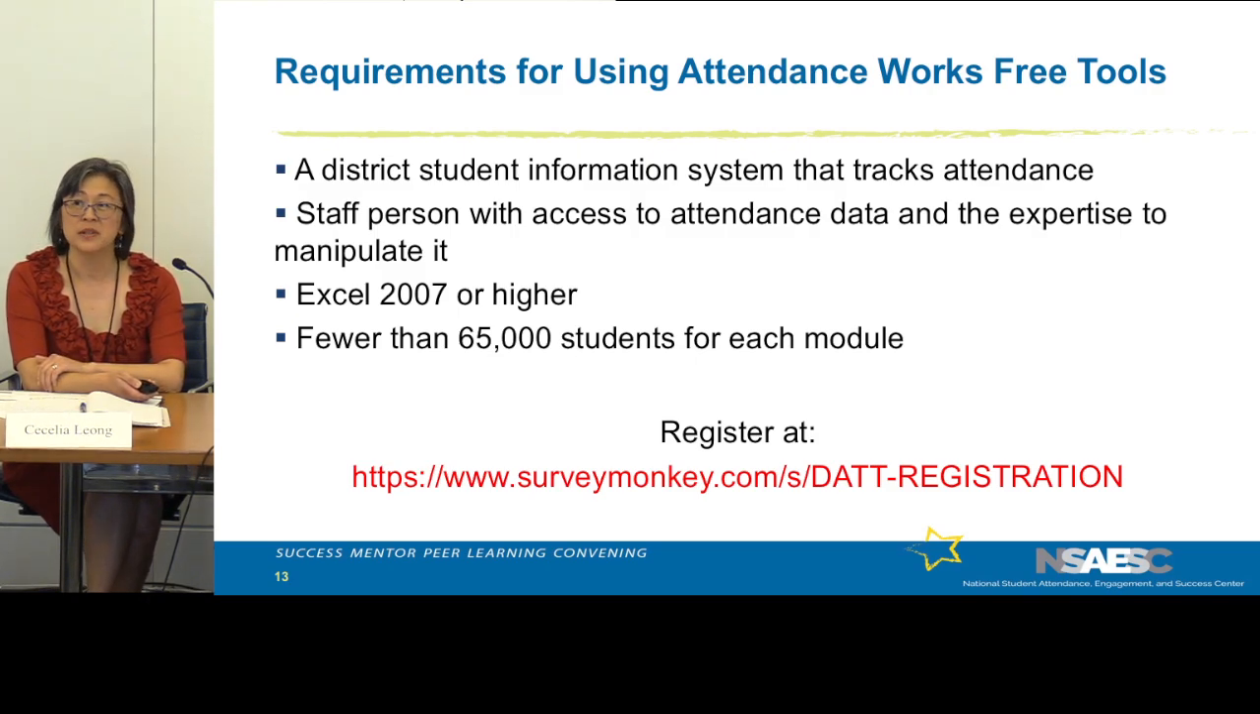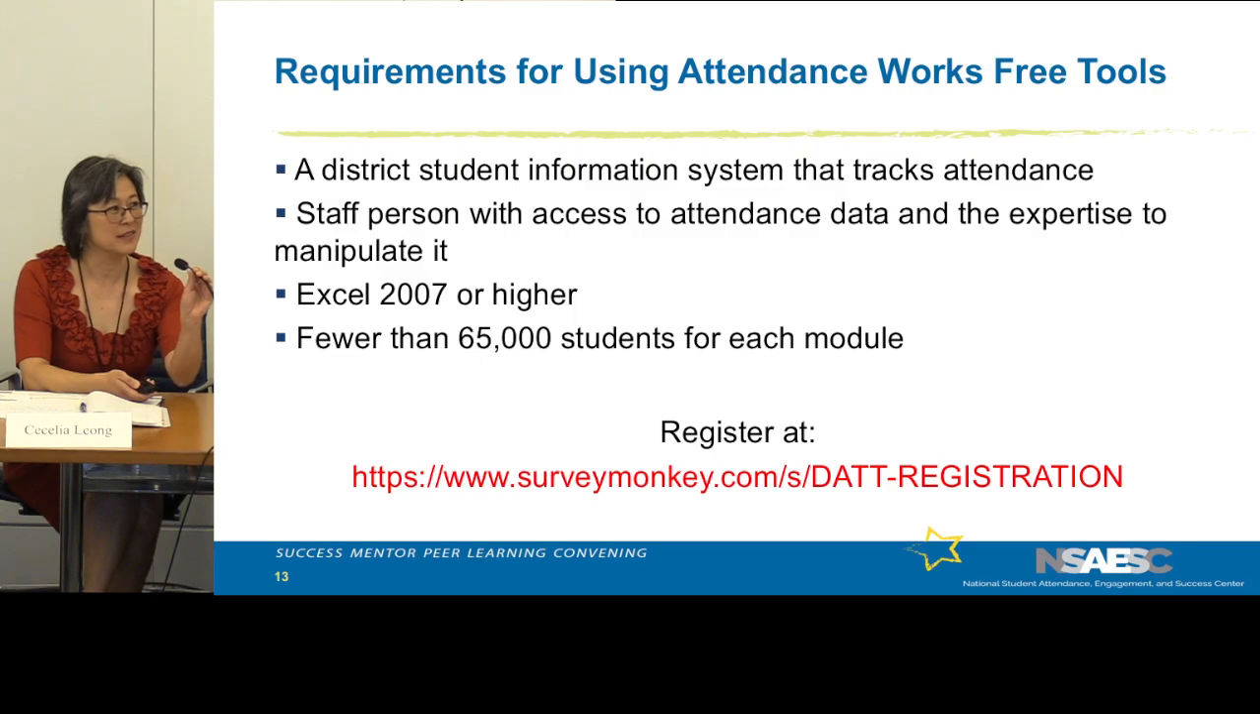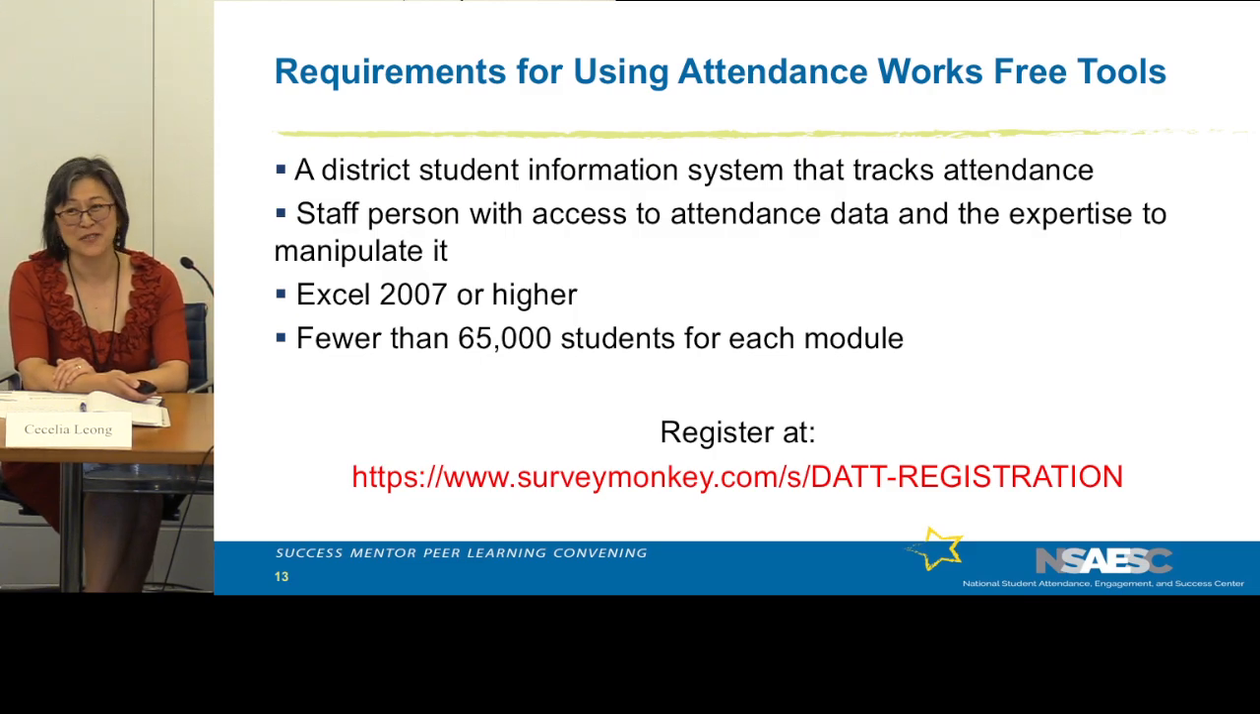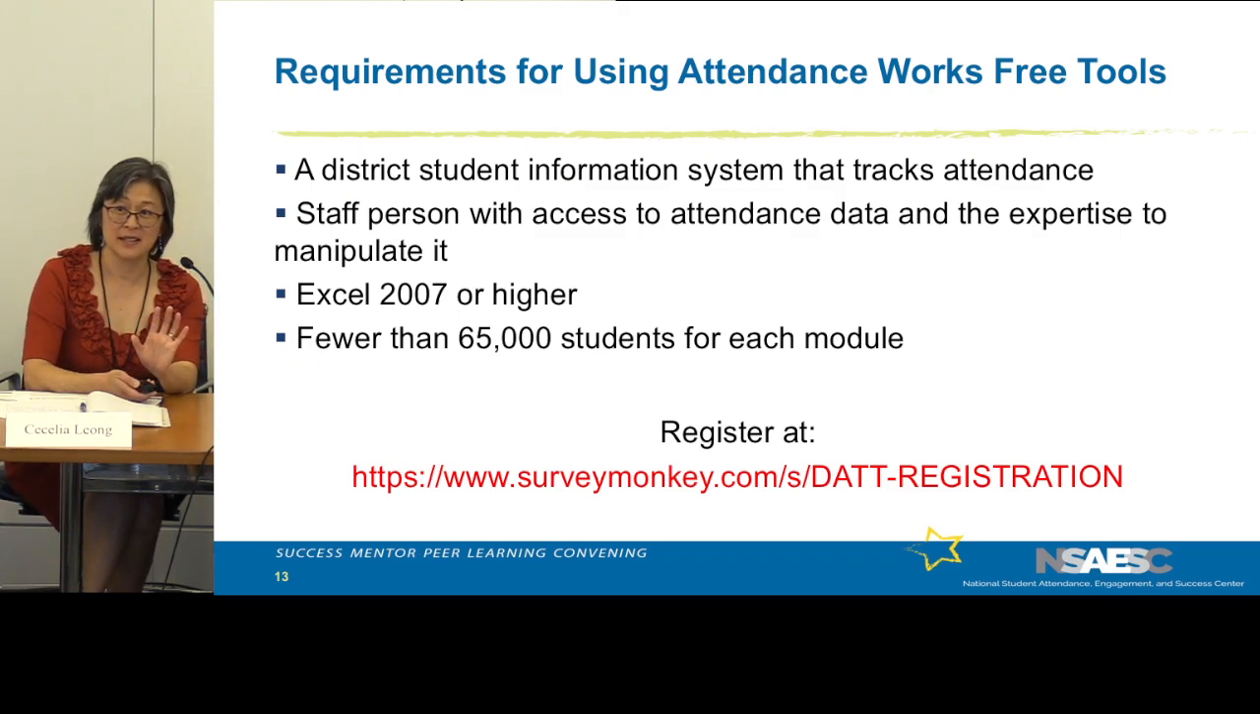Okay, so these are just some of the requirements that you need technically to run the DAT and SAT, but I leave you with the registration piece so that you can register and wait patiently for your tools. So these are free of charge from AttendanceWorks. Okay. So that's like the easy version, and that's just the snapshot.